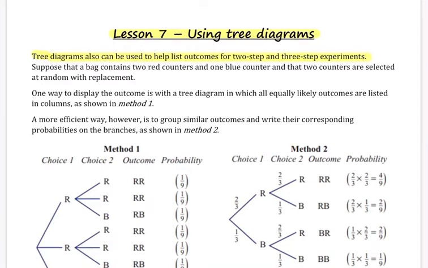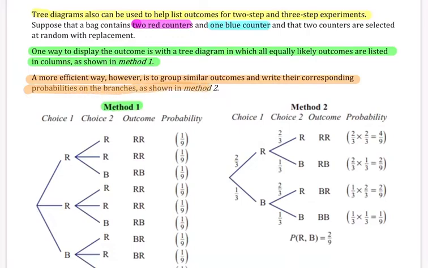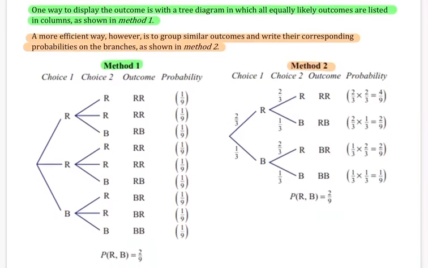Suppose that a bag contains 2 red counters and 1 blue counter, and that 2 counters are selected at random with replacement. So one way to display the outcome is a tree diagram in which equally likely outcomes are listed in columns as shown in method 1. A more efficient way, however, is to group similar outcomes and write their corresponding probabilities on branches as shown in method 2.